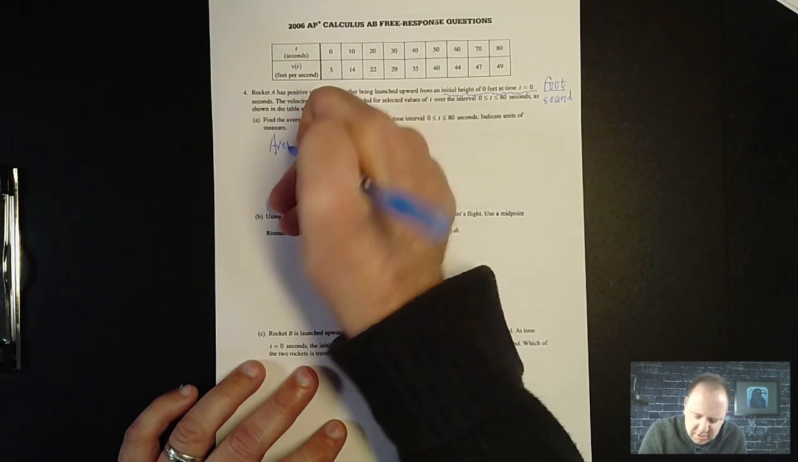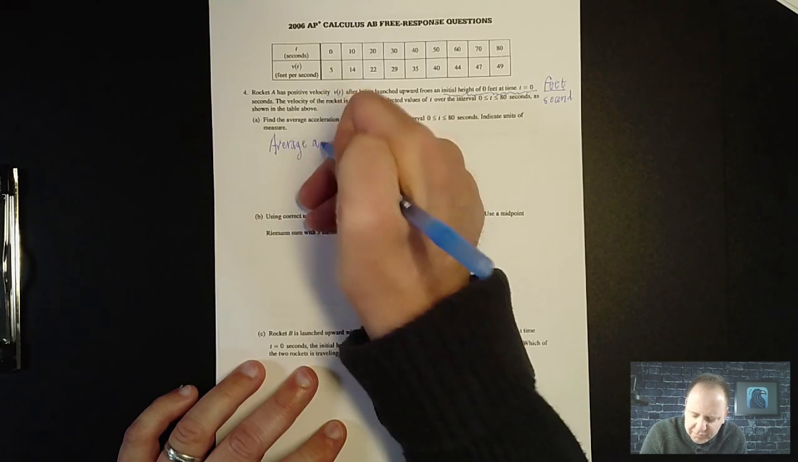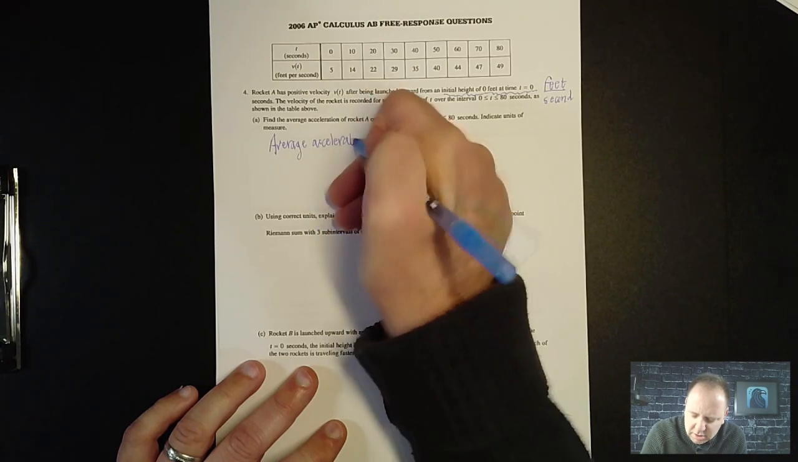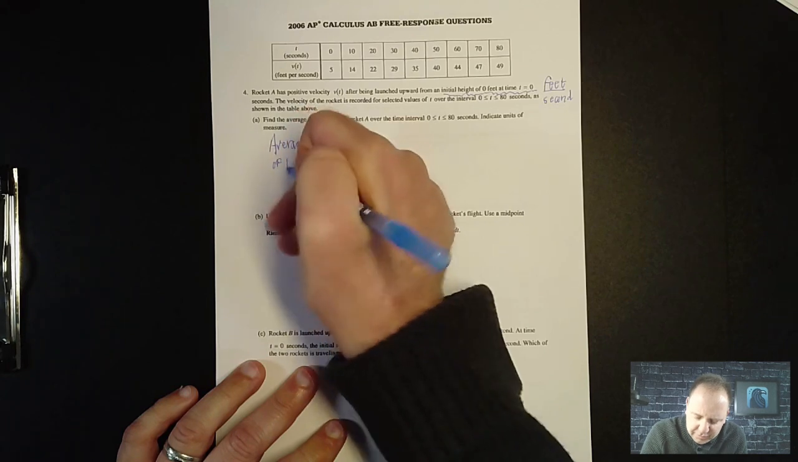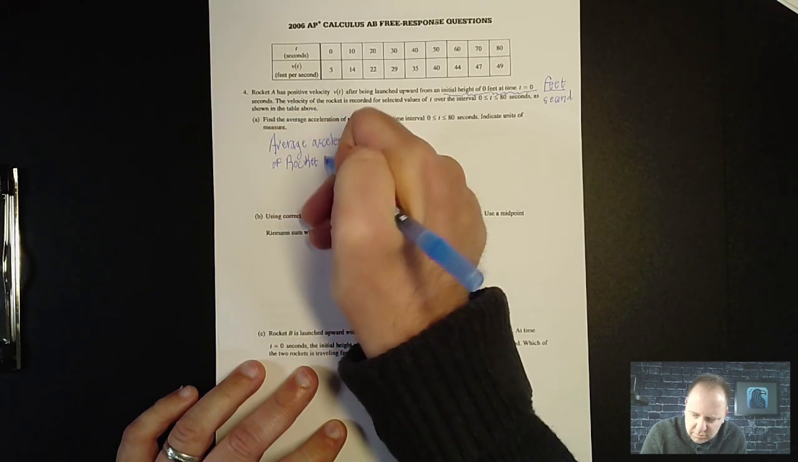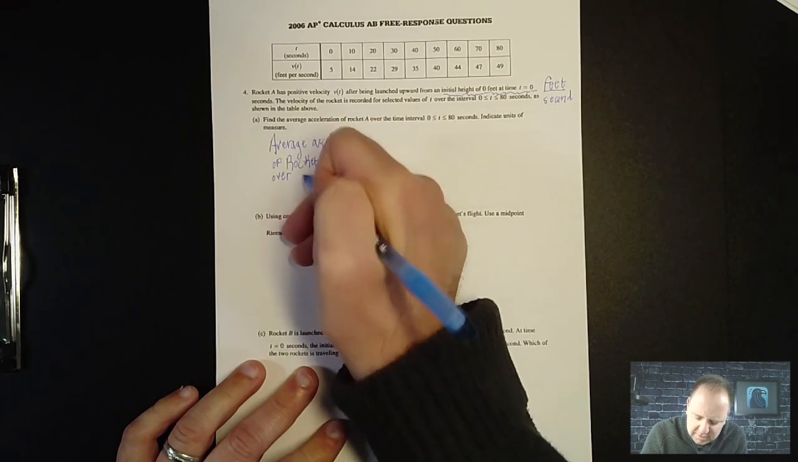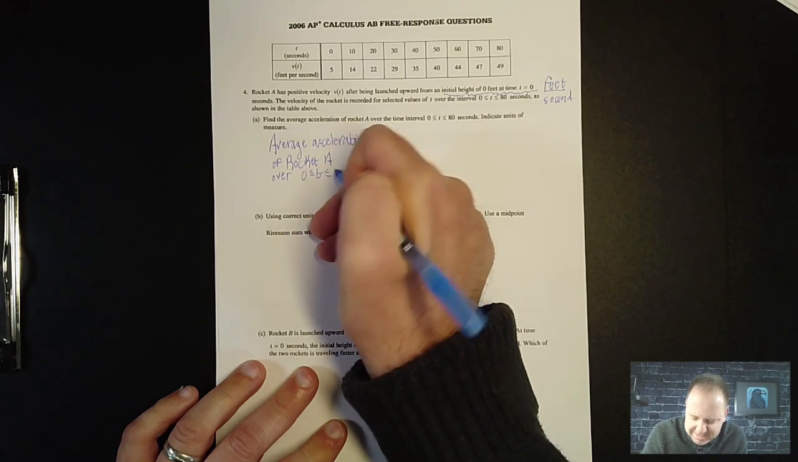Average acceleration of rocket A over 0 less than or equal to t less than or equal to 80.